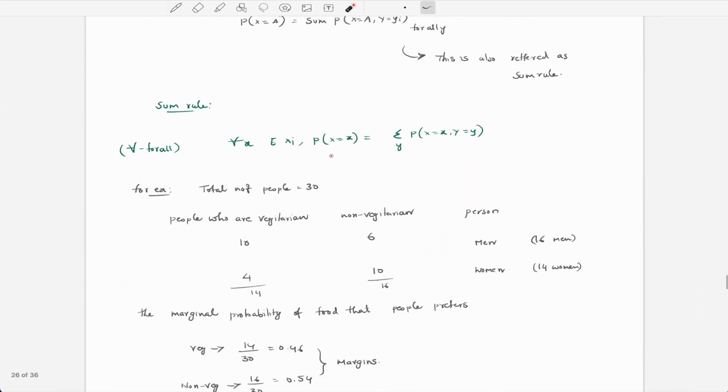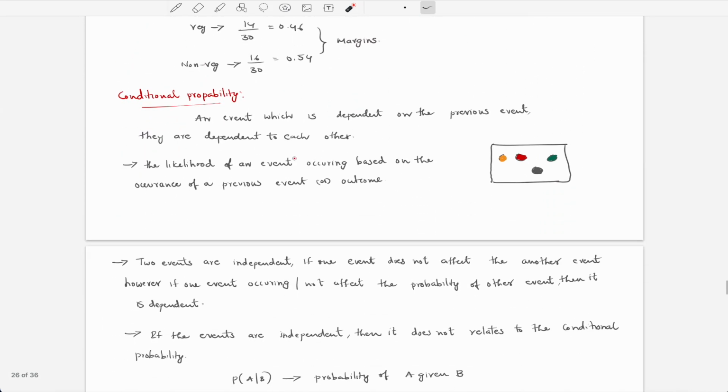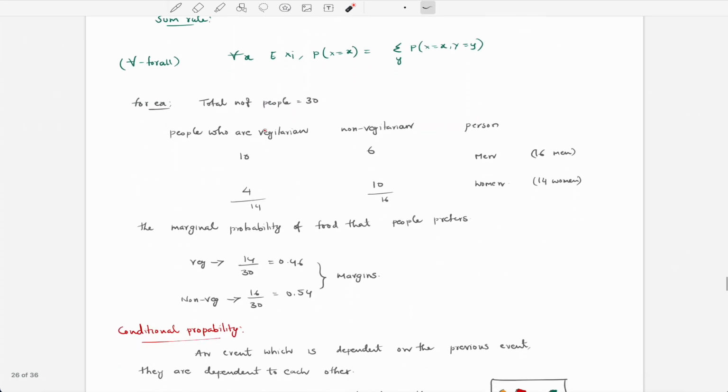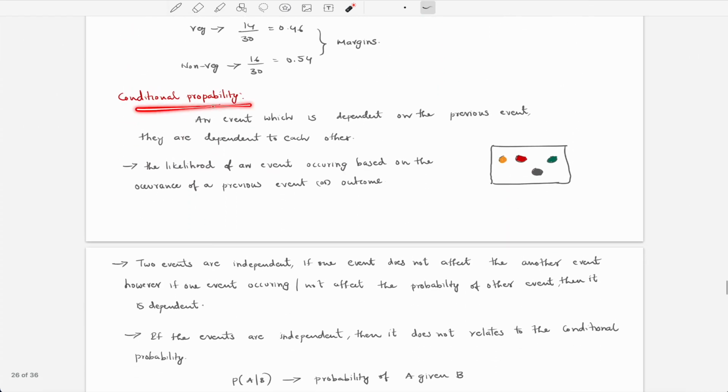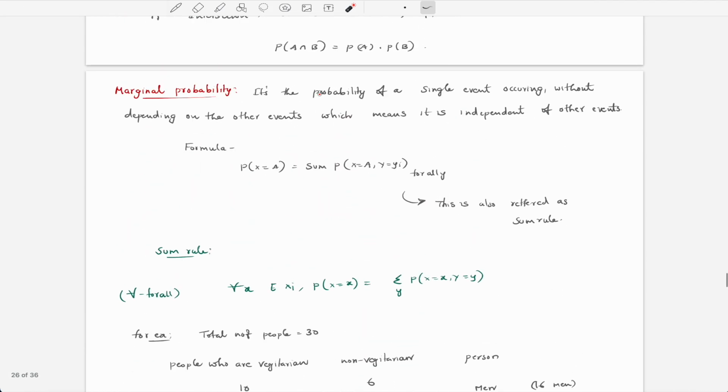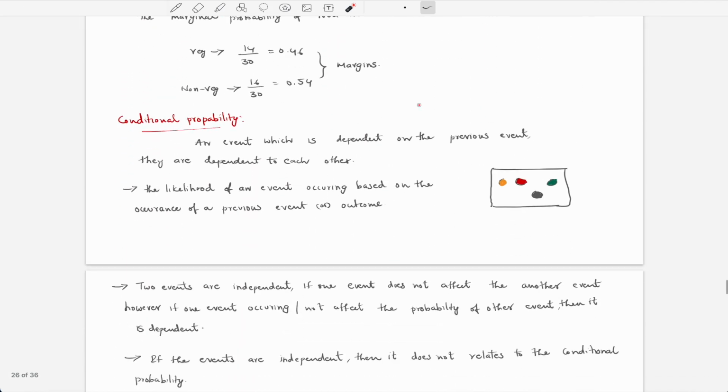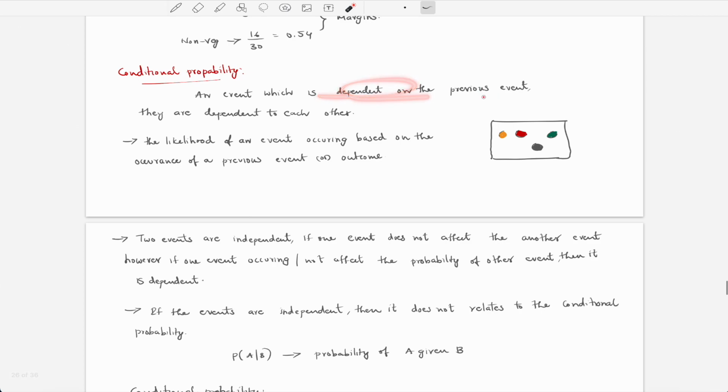After that we have conditional probability. This is a marginal probability, and this is a conditional probability, which is an event that depends upon the previous one. Marginal is independent of other events, but this depends upon the previous event, so they are dependent on each other. It is the likelihood of an event occurring based on the occurrence of the previous event.